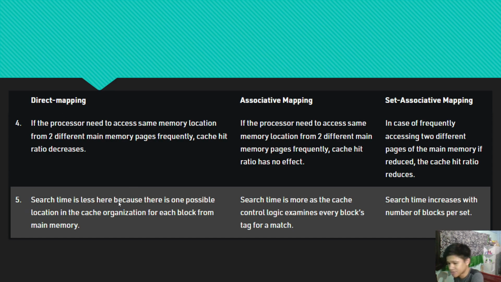In the direct mapping, search time is less because there is one possible location in the cache organization for each block from the main memory. And then for the associative mapping, search time is more as the cache control logic examines every block's tag for a match. And then for the set associative mapping, search time increases with the number of blocks per set. So the more blocks that we have in here, the more time it will consume in searching that particular cache block.